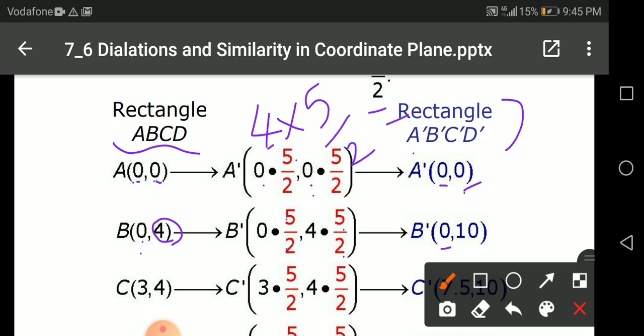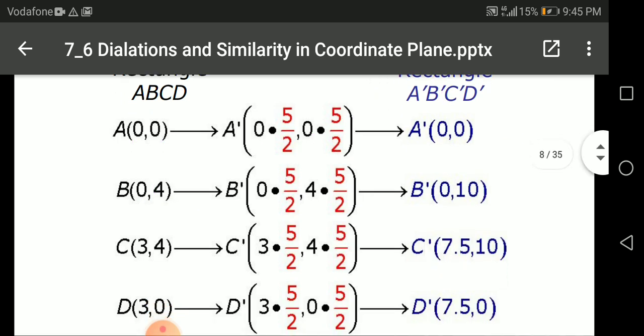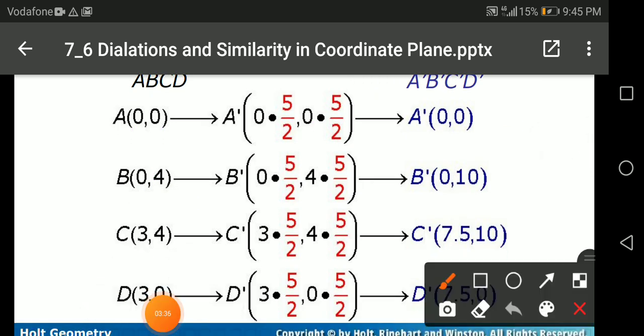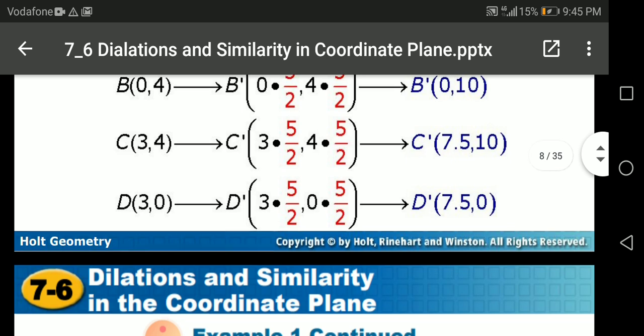Here 4 times 5/2: 5 times 4 gives me 20 in the numerator, then 20 over 2 gives me 10. And so on, I'm going to multiply also 3 times 5/2, which is 15/2, or 7.5, and then 4 times 5/2, 20/2, gives me 10.